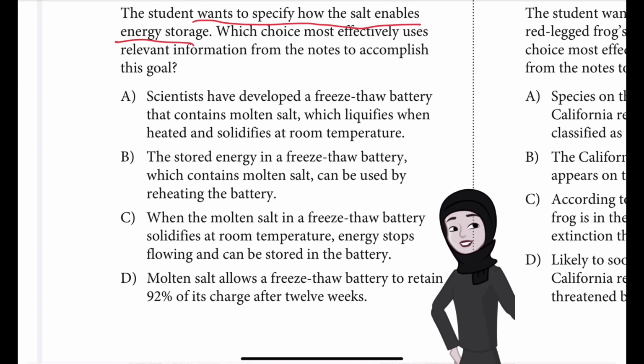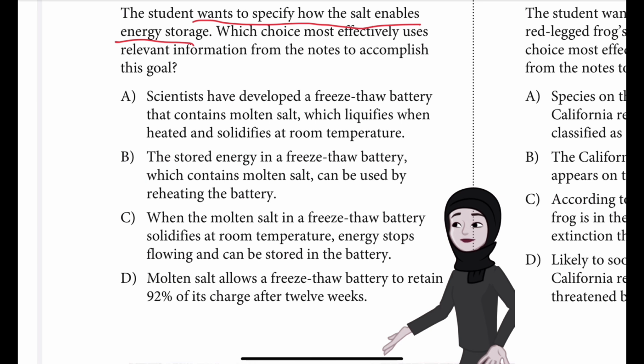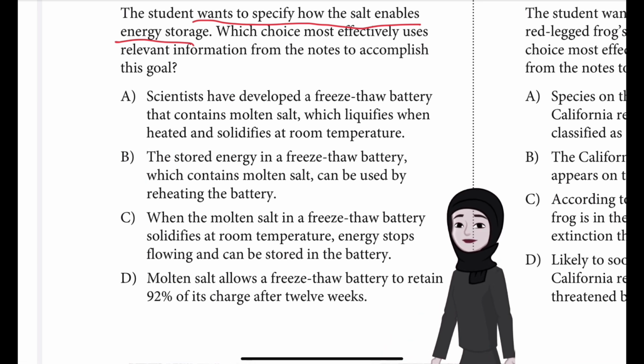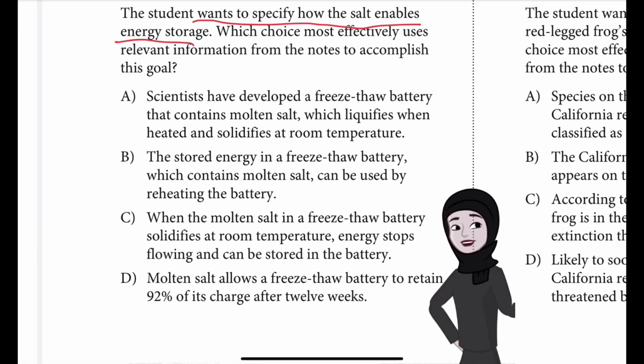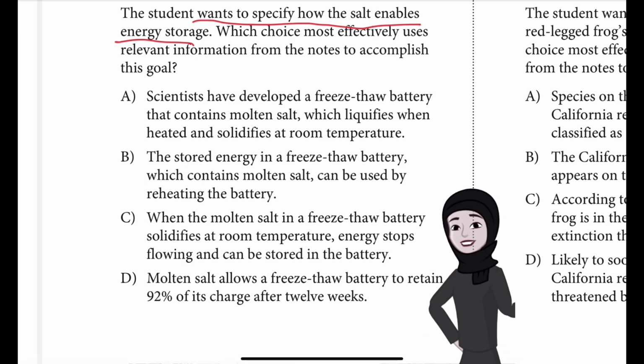Is it A, scientists have developed a freeze-thaw battery that contains molten salt which liquefies when heated and solidifies at room temperature? B, the stored energy in freeze-thaw battery which contains molten salt can be used by reheating the battery. C, when the molten salt in a freeze-thaw battery solidifies at room temperature, energy stops flowing and can be stored in the battery. So then D, molten salt allows freeze-thaw battery to retain 92% of its charge after 12 weeks. So which do you think is the answer?